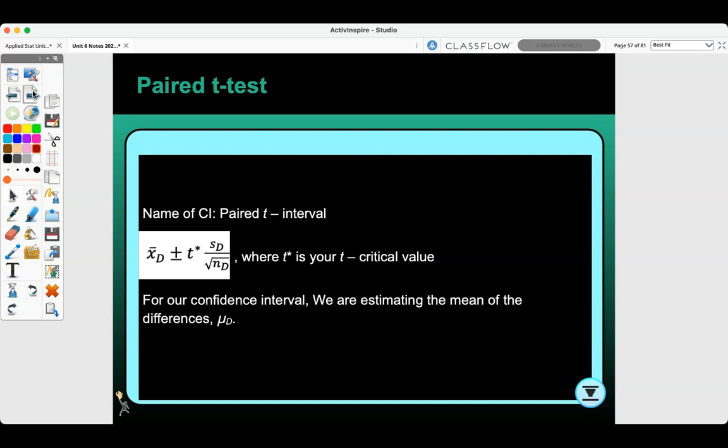The name of the confidence interval is a paired t-interval. The formula is the mean of the differences plus or minus t star times the standard deviation of the differences divided by the square root of the number of differences, where t star is your t critical value. For our confidence interval, we are estimating the mean of the differences.